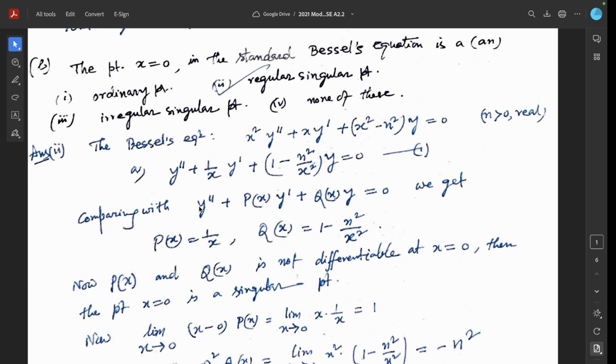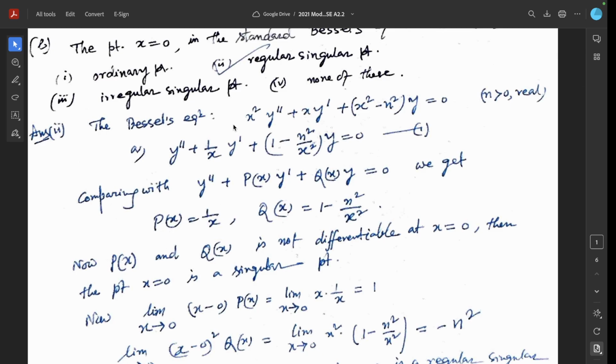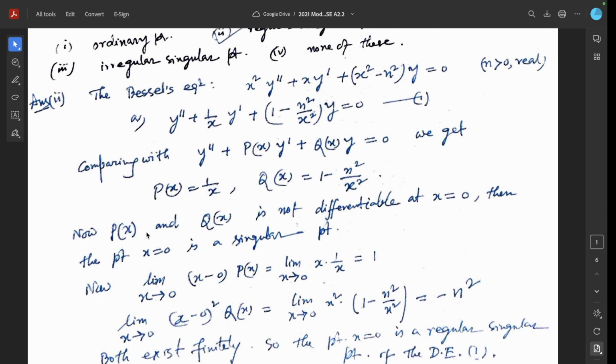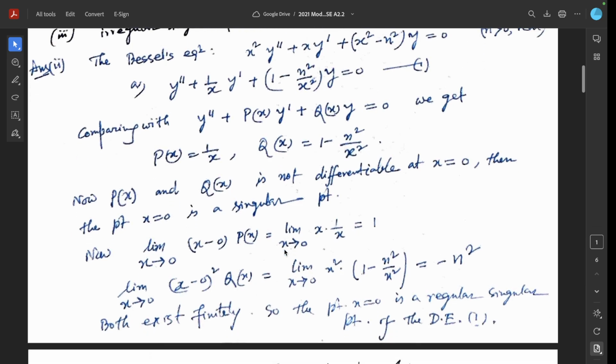Comparing with the equation y double dash plus p(x) y dash plus q(x) y equal to 0, we get p(x) equals 1 by x, q(x) equals 1 minus n square by x square. Now p(x) and q(x) are not differentiable at x equal to 0. Because of this 1 by x, at x equal to 0 there is a discontinuity, and also in q(x). So the point x equal to 0 is a singular point of this differential equation.